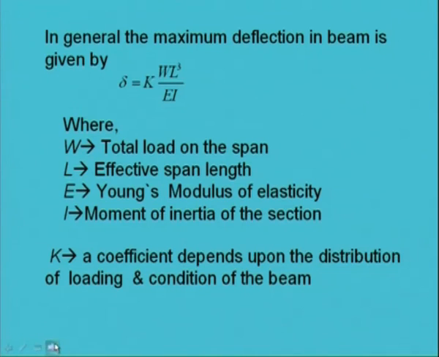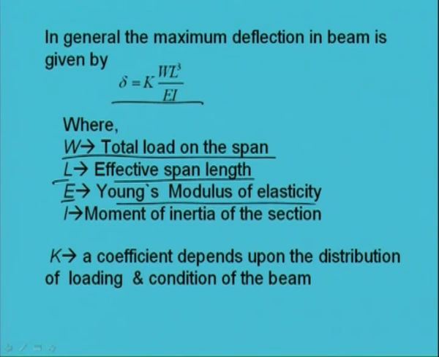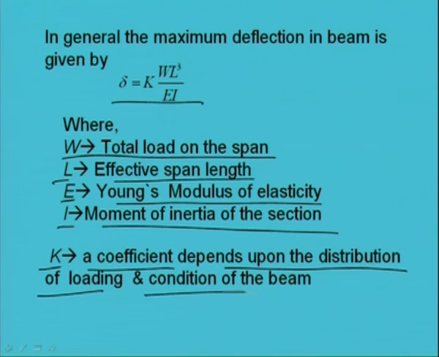Now, whatever equations we have written, we know that W is basically the total load on the span, not the usual load, and L is the effective length of the beam, and E is the Young's modulus of elasticity, and I is the moment of inertia of the section, and k is a coefficient that depends upon the distribution of loading and the end condition of the beam. So, with this we can find out the maximum deflection.